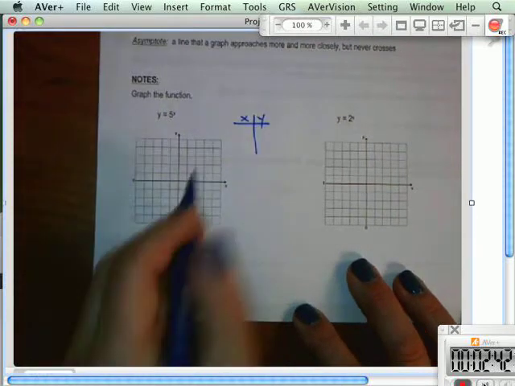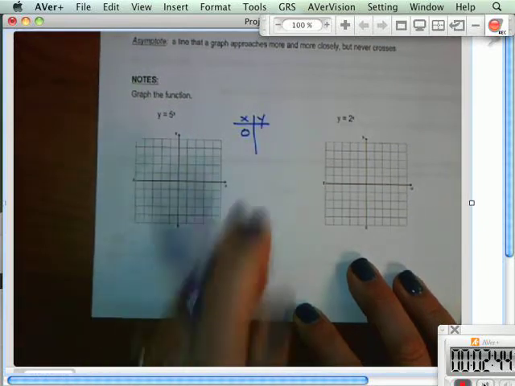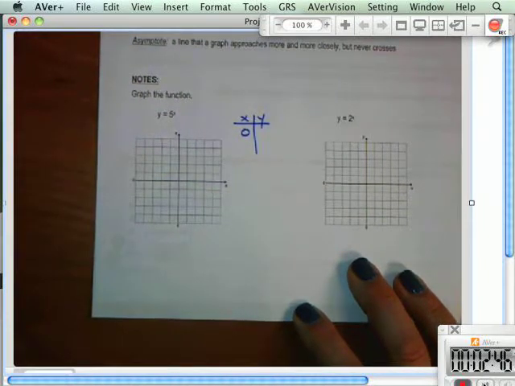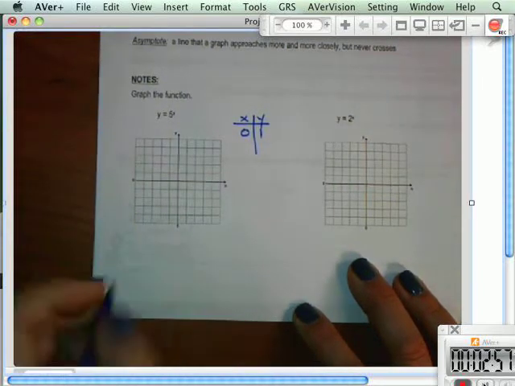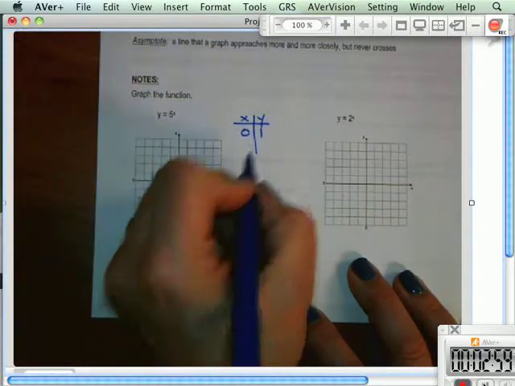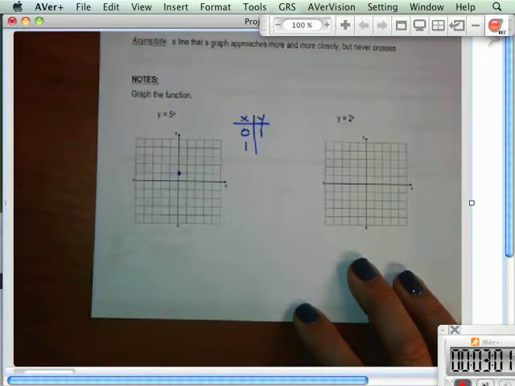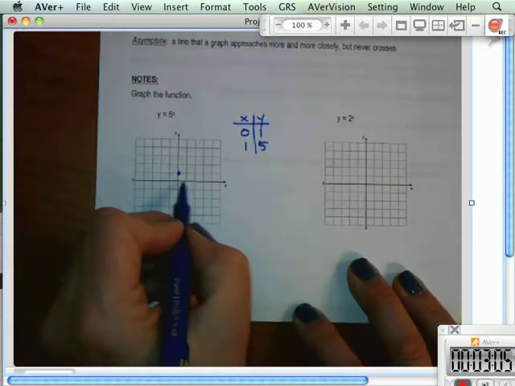Okay, so if I made x 0, what's y going to be? 0. Anything raised to the 0 power is 1. Any number, always. So there's 1 point right there. 0, 1. Okay? If I made x 1, what would y be? 1, 5 would be 5. So over 1, up 5.